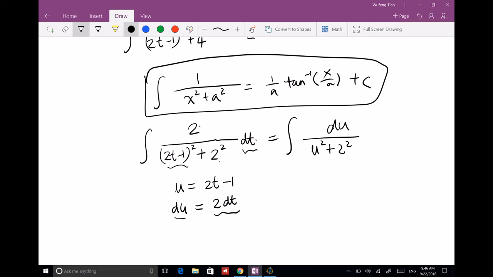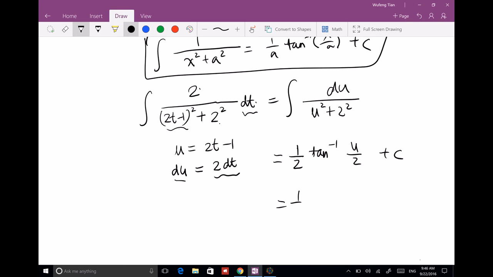So then this is just a direct formula. It's going to be half of tangent inverse of u over 2, sorry, my bad, u over 2, plus c. Then it's half of tangent inverse of 2t minus 1 over 2, plugging u back in terms of t, plus c.